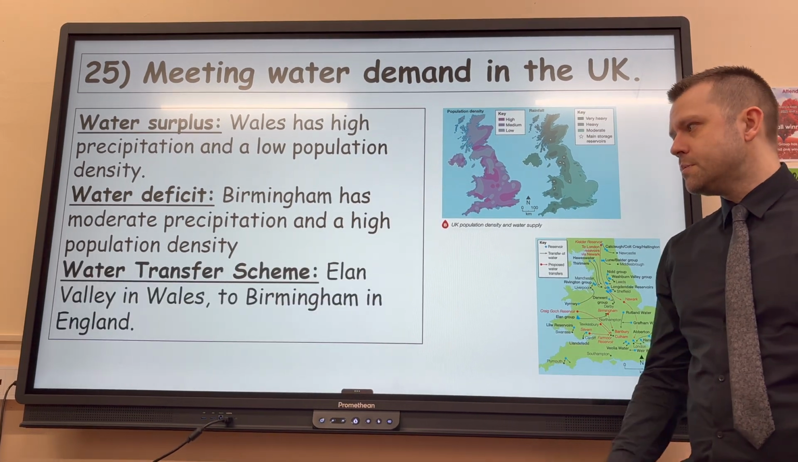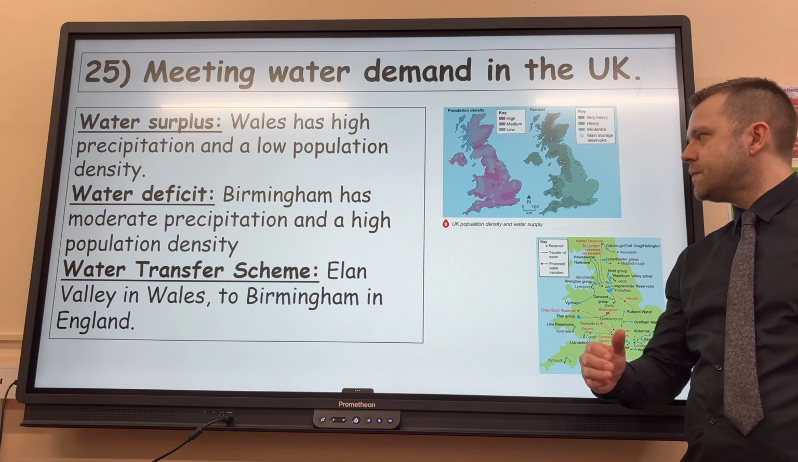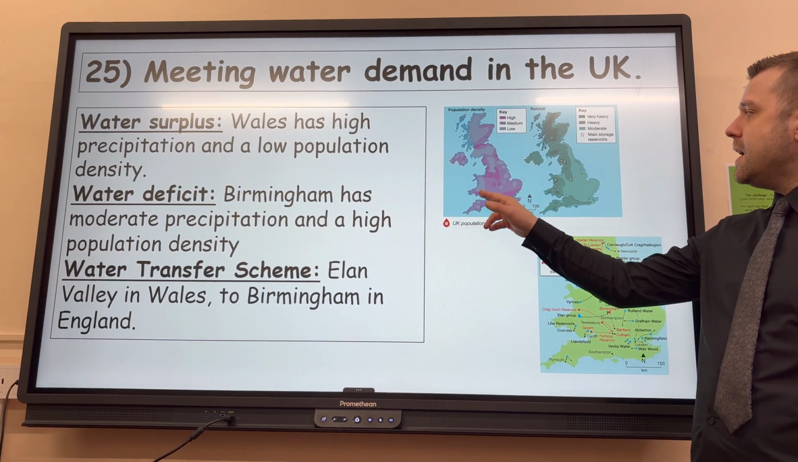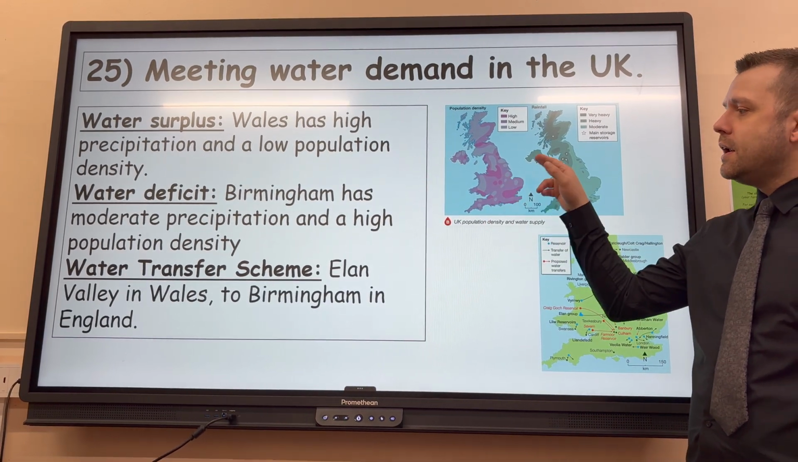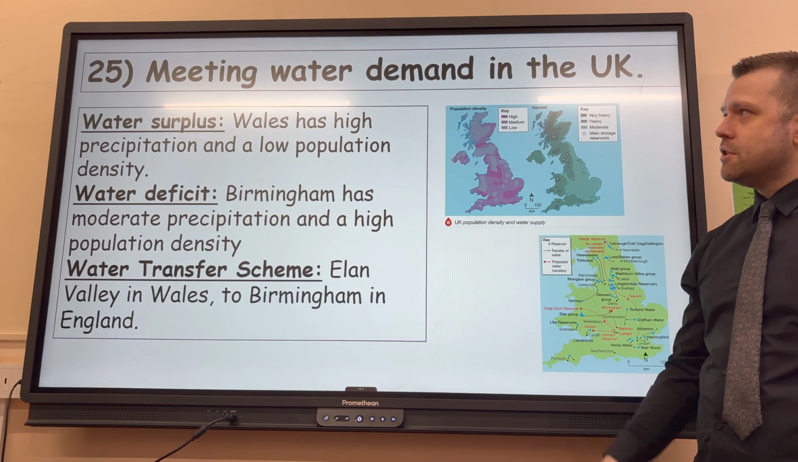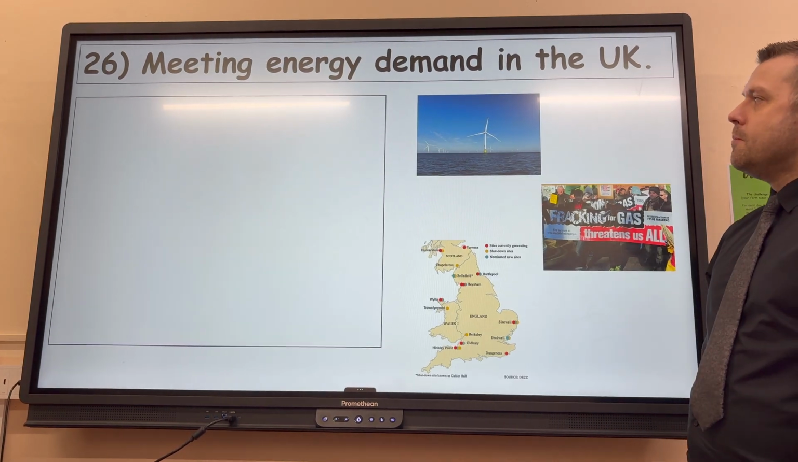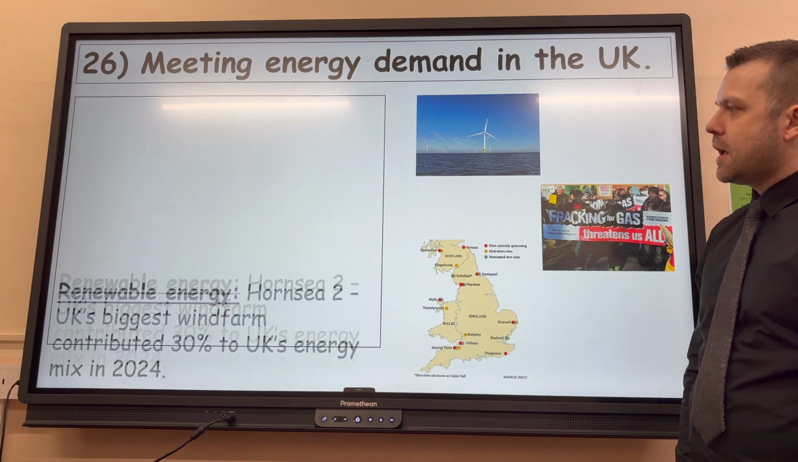How can we solve this problem? Well, we can use a water transfer scheme, moving water from the Elan Valley in Wales to the highly densely populated areas of Birmingham. Meeting energy demand in the UK.